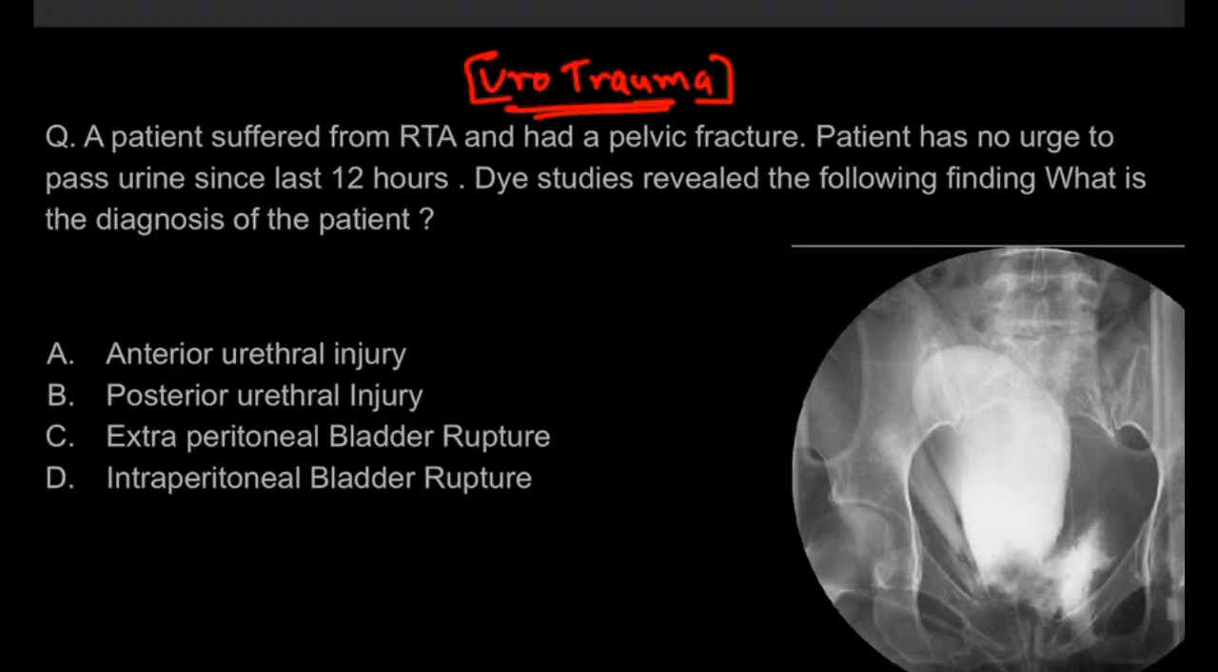So here, intraperitoneal bladder rupture and the anterior and posterior urethral injury. If you don't know this, please revise this today. It is a very, very important topic. So let's talk about this. Let's say there is a patient who has suffered a road traffic accident, and the patient had a pelvic fracture. The patient came and you examined, and the patient had a pelvic fracture. The patient has no urge to pass urine since the last 12 hours.